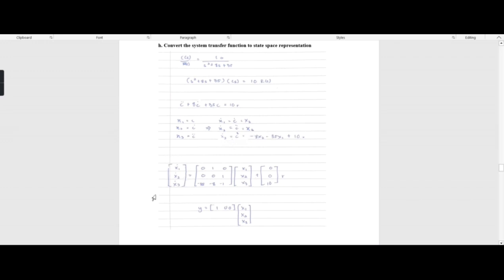So how do we get the state space representation? This is the equation: x1 dot, x2 dot, x3 dot. We just take these numbers: 0, 1, 0, 0, 0, 1, and then negative 35, and so on, multiplied by x1, x2, and x3. Therefore the 10 goes with the r in the last row, and the output equation is y equals 1, 0, 0 times x1, x2, and x3.